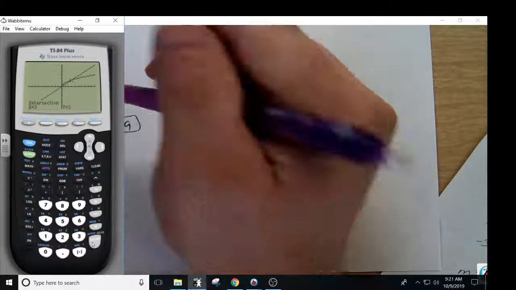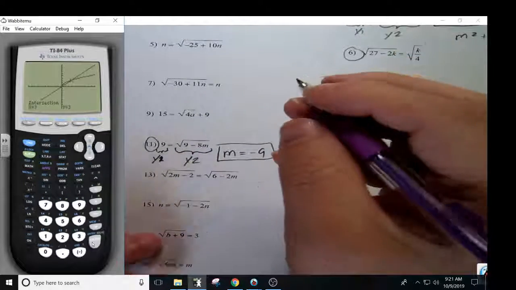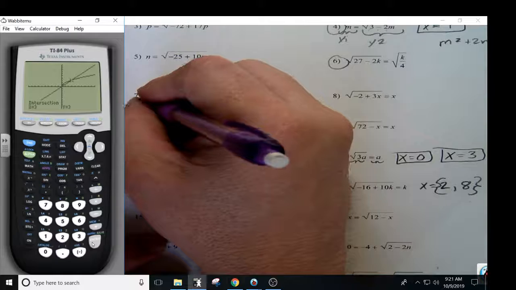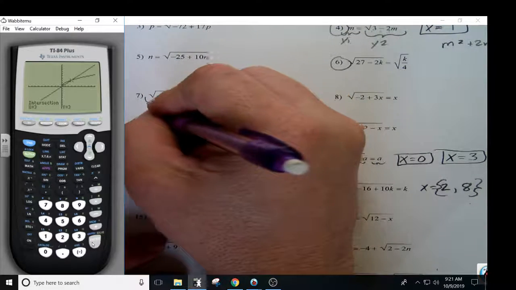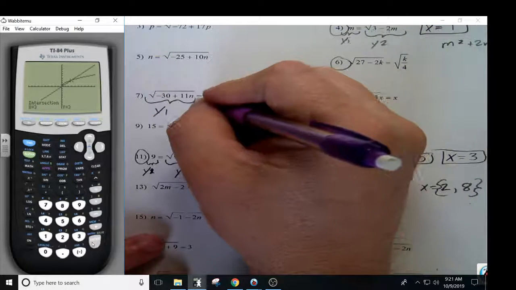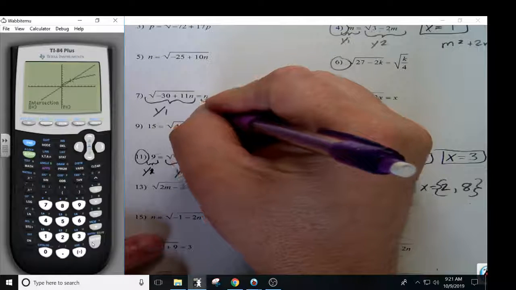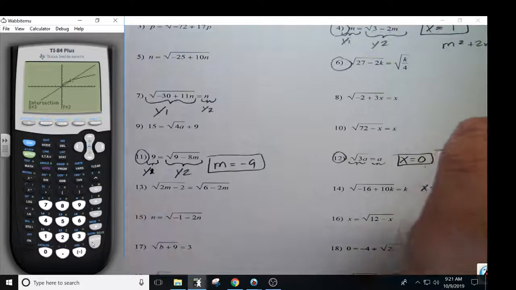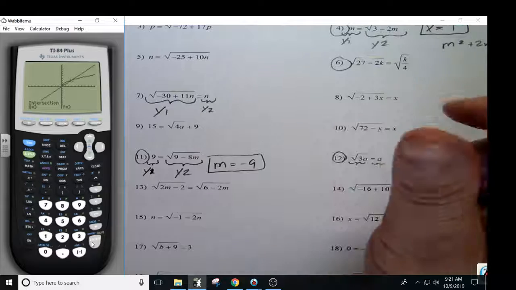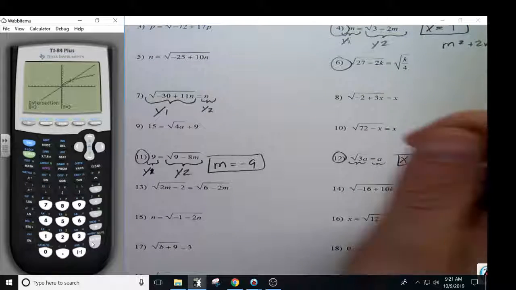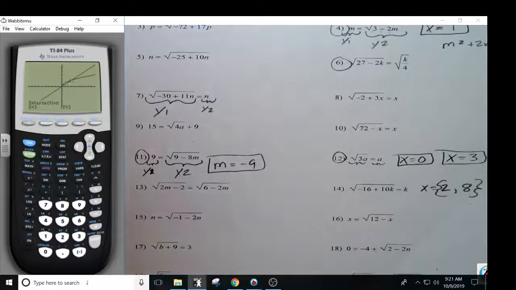You'd put on 7, you'd put that in y1, and then just the x by itself in y2. You always will have something in y1 or y2. It won't work otherwise. It's an intersection thing. Yep. I'll go ahead and do it too.